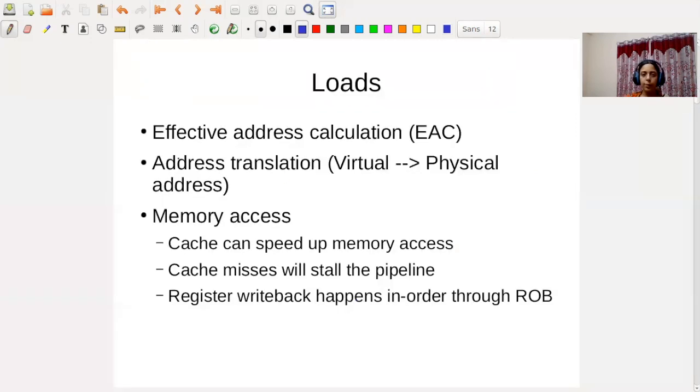So first let us discuss the loads. The loads have a three-step process. Like I mentioned, the first is effective address calculation. So if you have a load, you first calculate the effective address, and then if you have virtual memory, you translate the virtual address to physical address, and then finally you perform the memory access. Of course, if you have a cache, it can speed up the memory access, and if you have a cache miss, it's going to stall the pipeline. And finally, when we do the register write back, this register write back has to happen in order through the reorder buffer.